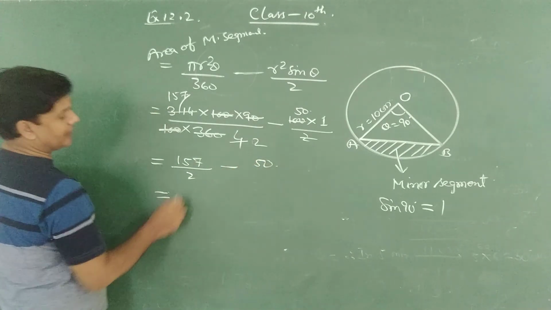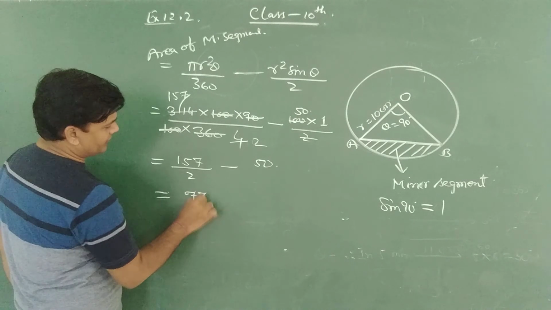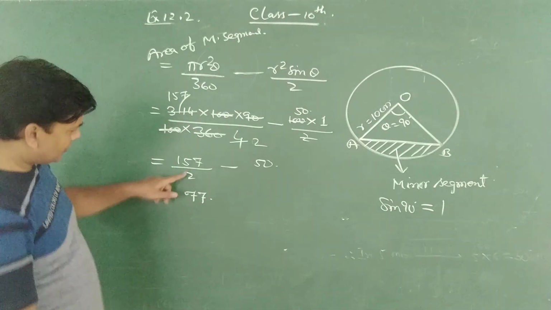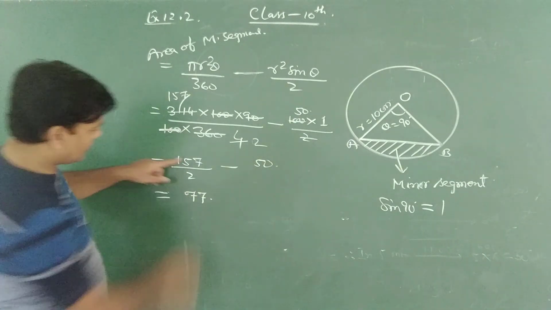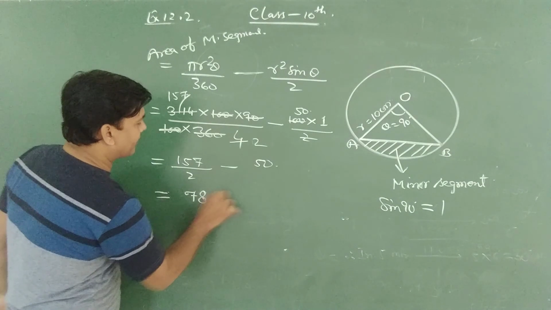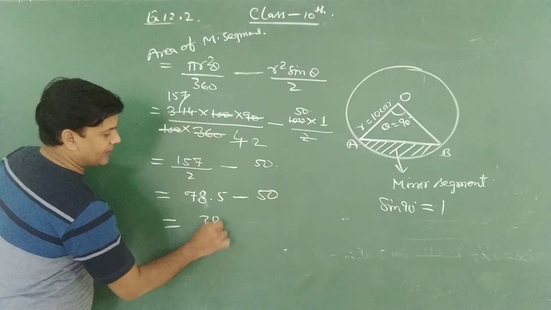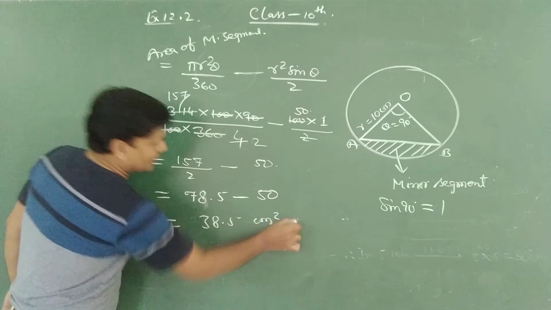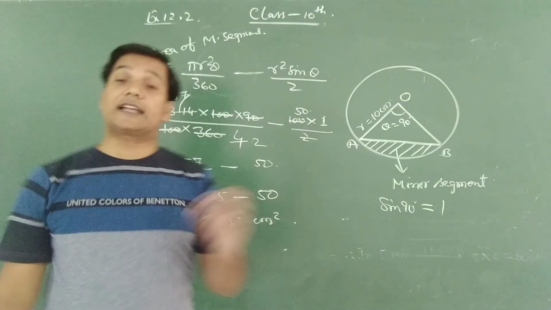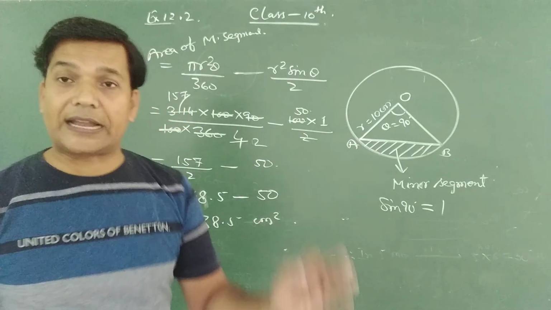This is 78.5 minus 50, that is 38.5 centimeter square. This is said to be area of minor segment.